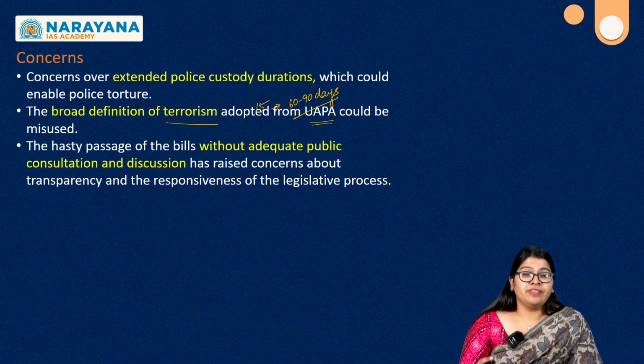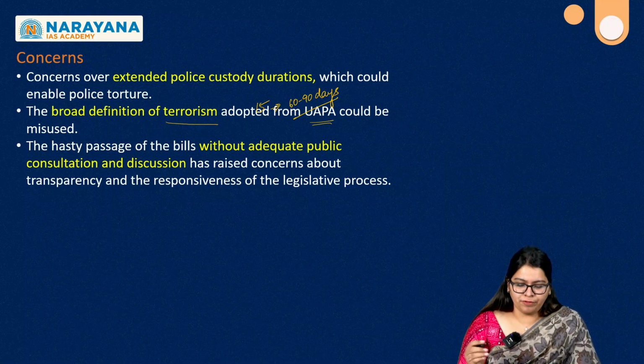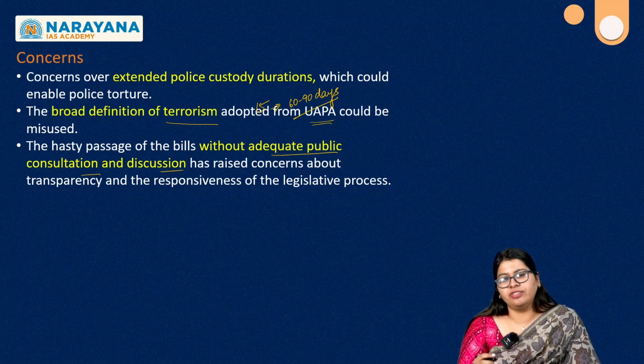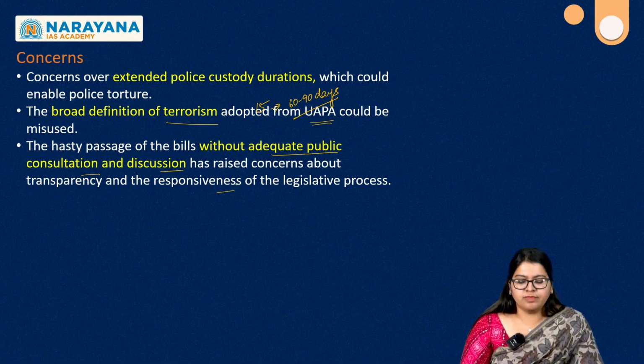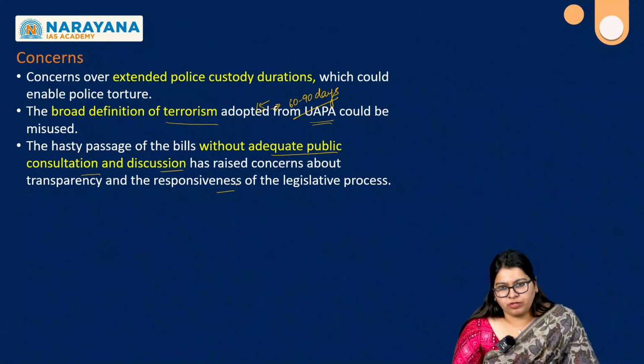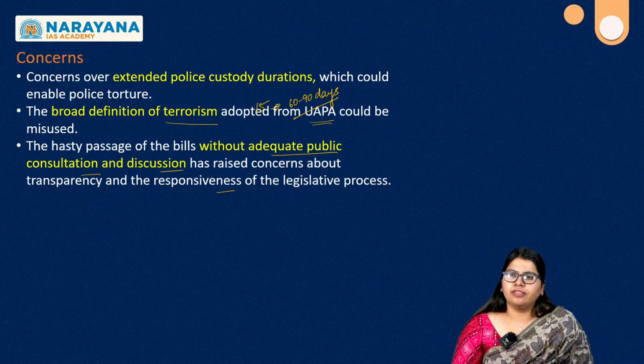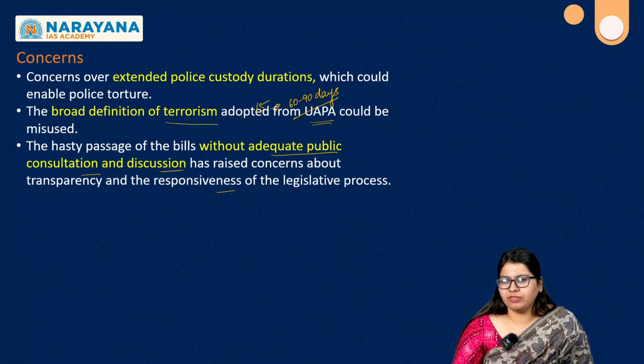Next, there has been a hasty passage of the bills without adequate public consultation and discussion. This raises serious questions on the transparency and the responsiveness of the legislative process. So it is very important to see to it that the criminal justice system of India is reformed, and at the same time, it keeps up to the international standards.